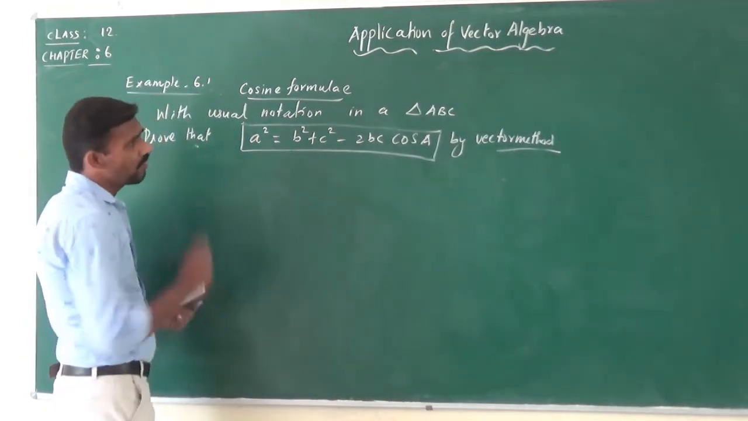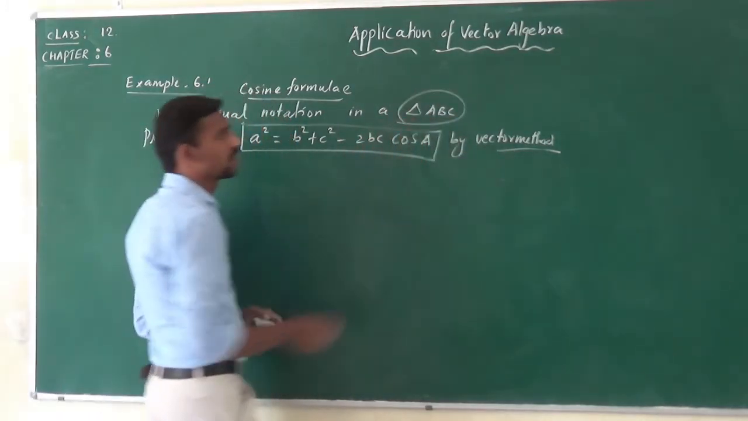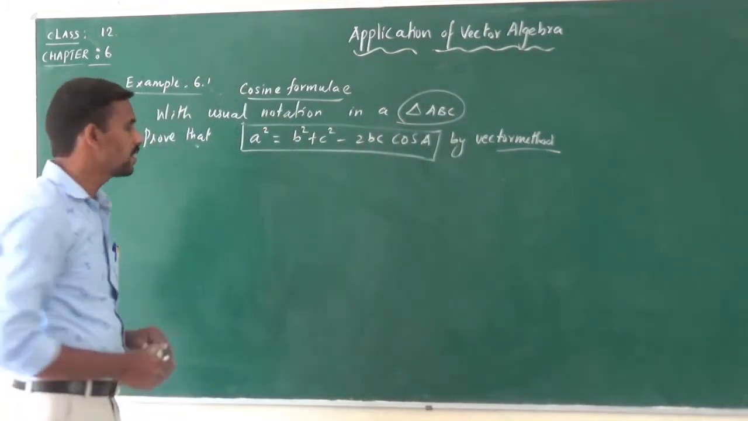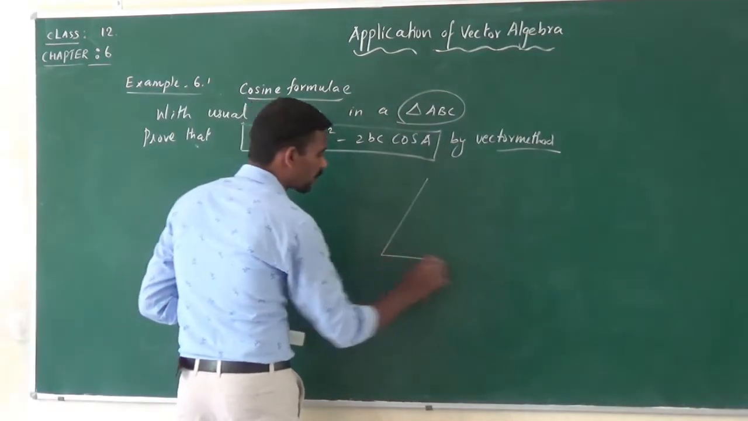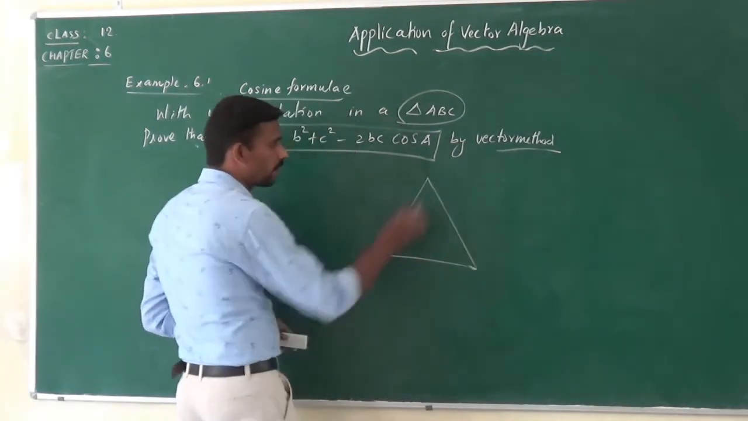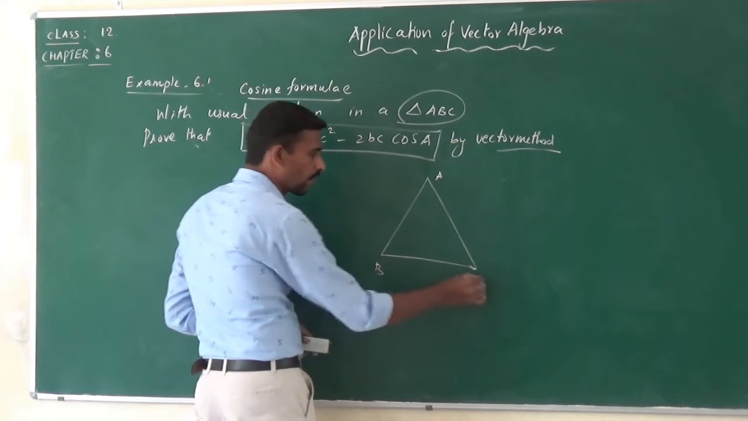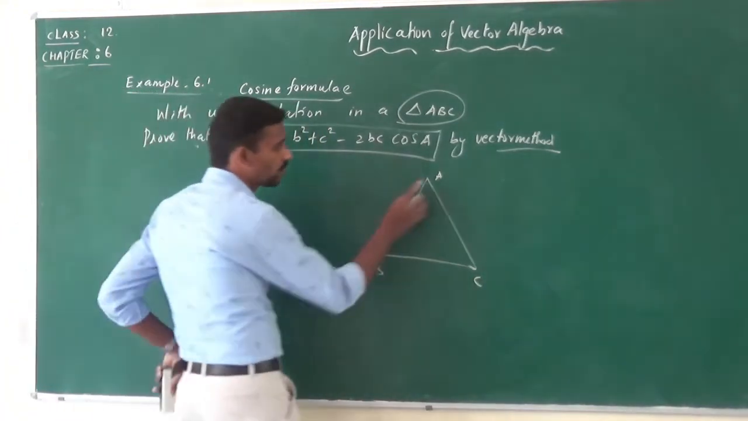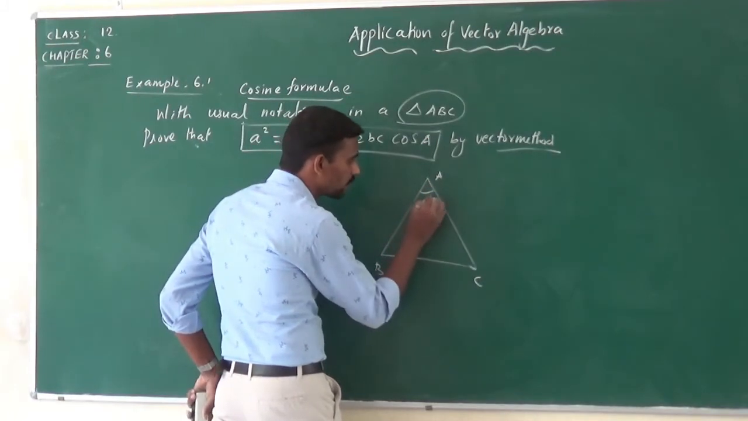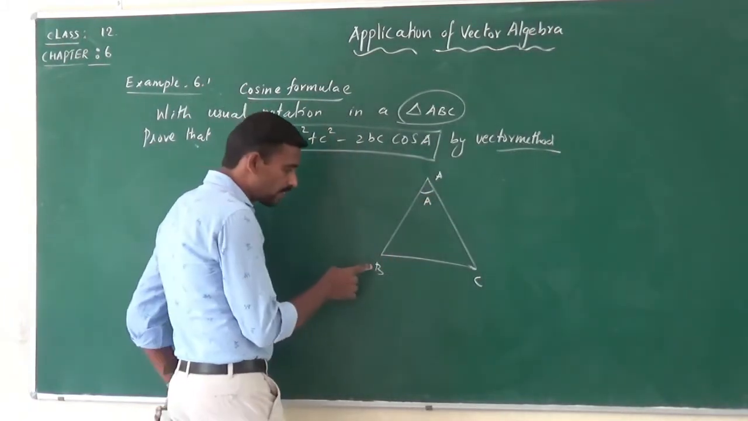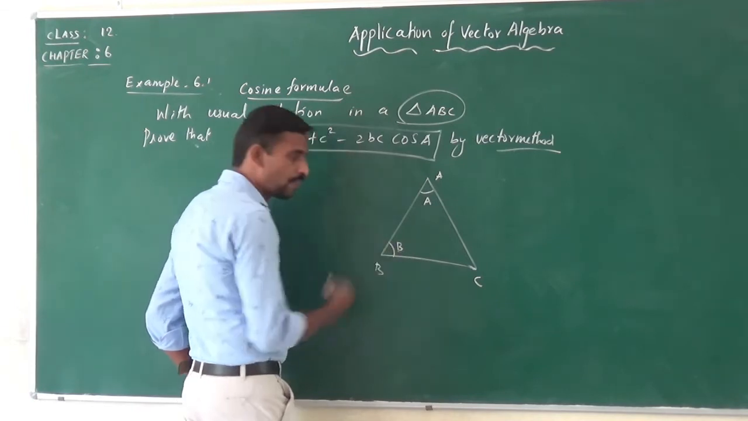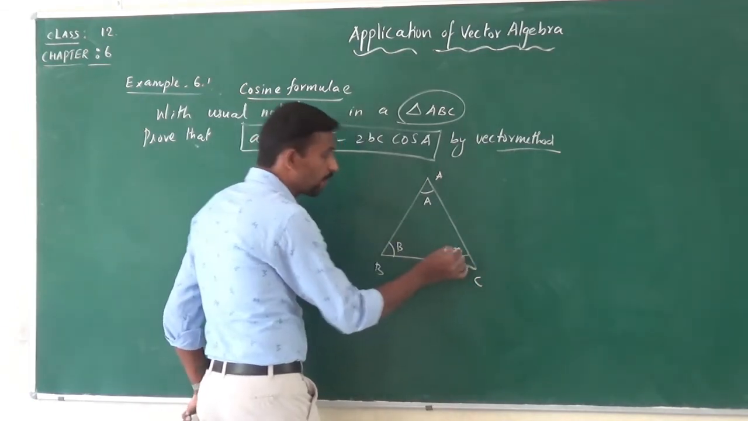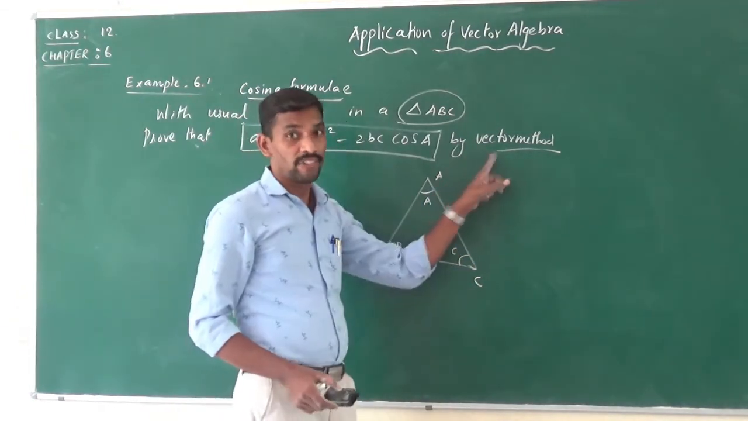So okay, now given only one clue in the triangle. Consider a triangle first. Take a triangle here named ABC and mark the interior angles of the triangle. So it is vertex A, its interior angle A. Its vertex B, interior angle B. Its vertex C, interior angle C. Now we want to prove by vector method.